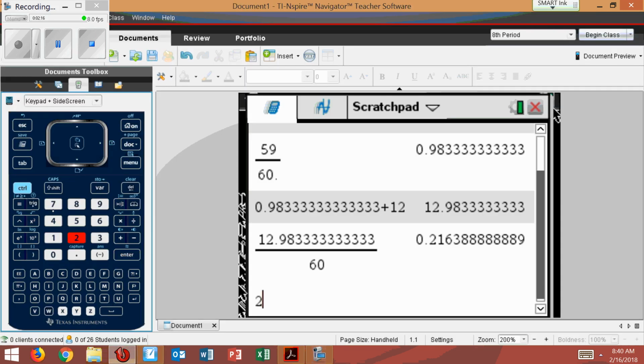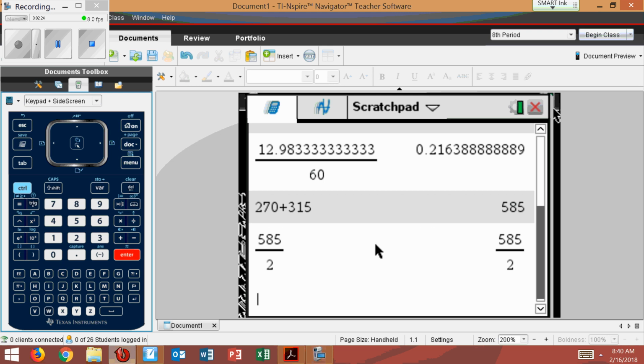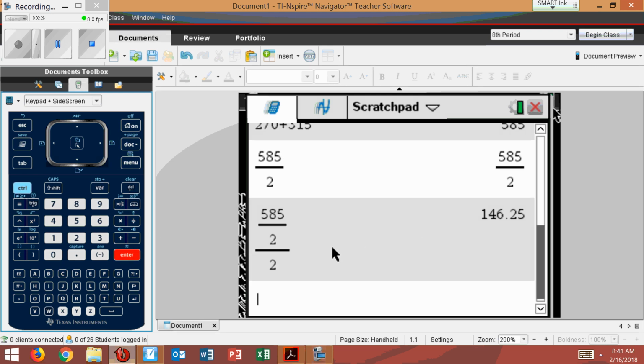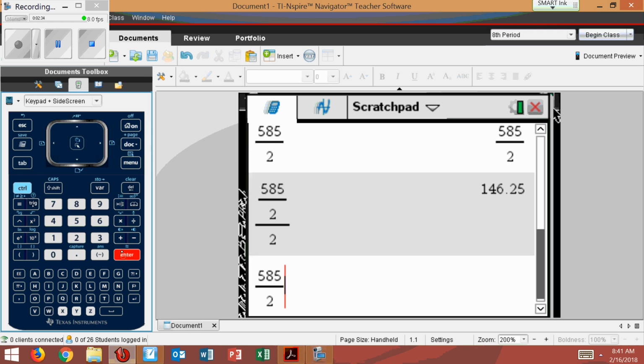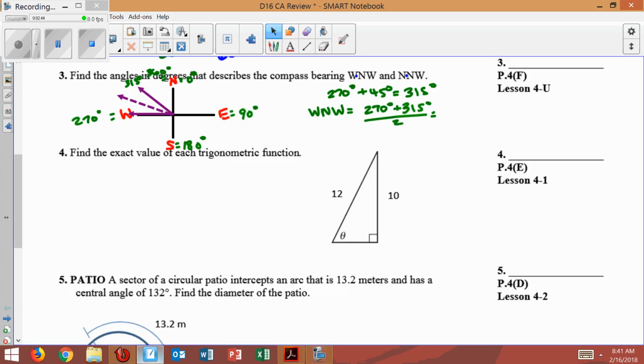So go over here, we have 270 plus 315, and I'm going to divide this by 2. And I'll press Control Enter. I typed something in wrong here. Let's go back up here, and I'm just going to put a decimal in. There we go. Now I got the right value. 585 divided by 2 is 292.5. So that's my first answer. It's 292.5. That is our west, northwest.